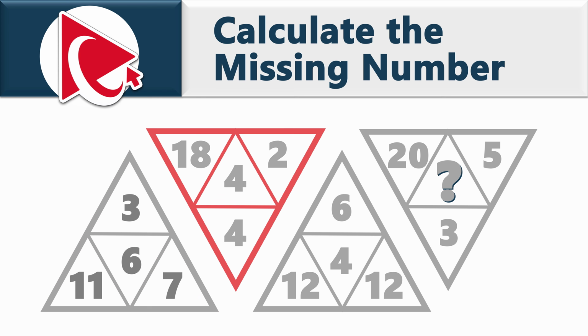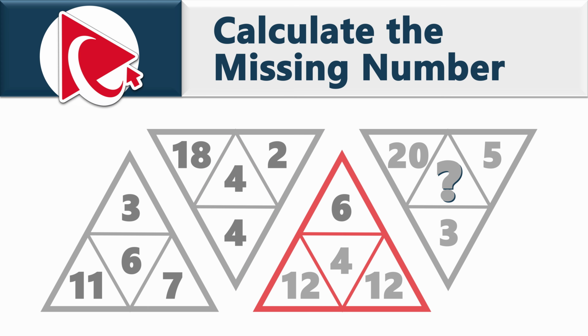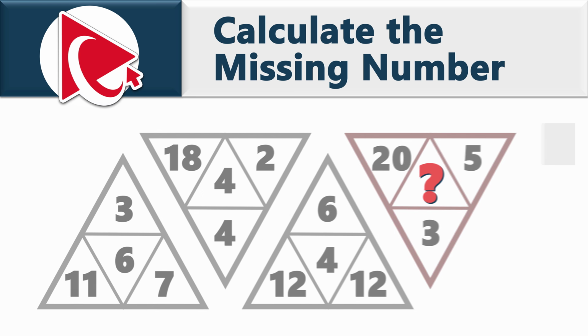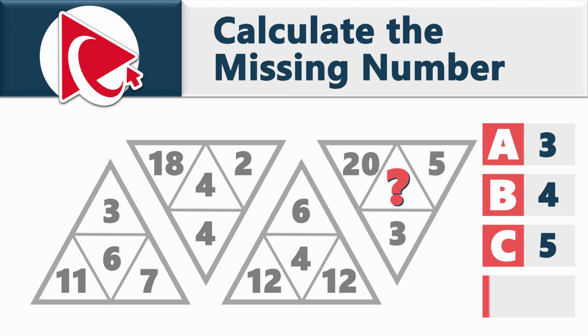The second triangle has numbers 18, 2, 4, and 4. The third triangle has numbers 6, 12, 12, and 4. The fourth triangle has numbers 20, 5, 3, and then comes the missing number in the middle, which you need to calculate and select out of 4 possible choices. Choose A, 3, choose B, 4, choose C, 5, and last but not least, choose D, 6.